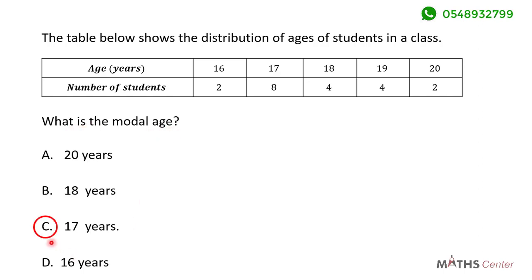So the correct option is option C. The modal age of the students in the class is 17 years.